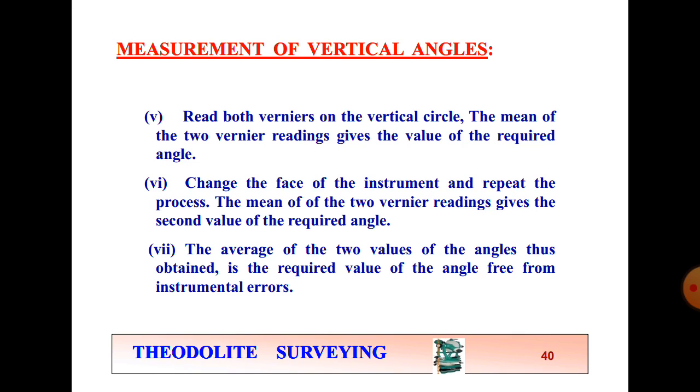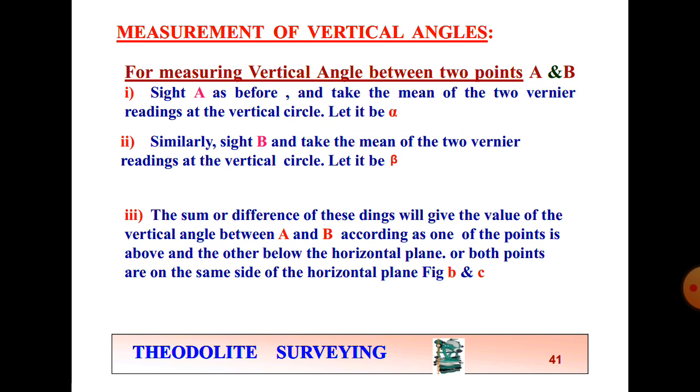The mean of the two vernier readings gives the value of the required angle. Change the face of the instrument and repeat the process. The mean of the two vernier readings gives the second value of the required angle, and the average of the two values thus obtained gives the value of the angle free from instrumental error. So that's the method of measuring the vertical angle.